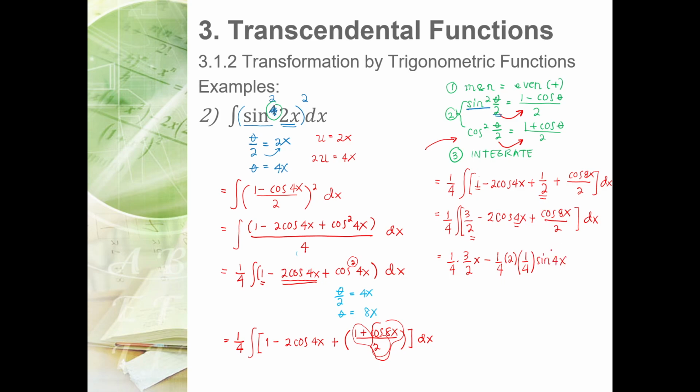Then lastly is your cosine term, the third term, so plus 1/4 times 1/2 coming from the over 2 of the cosine function. Then integral of cosine 8x, so take note again, you have a coefficient of 8, so times 1/8, cosine 8x, sine is sine. So sine 8x plus c.